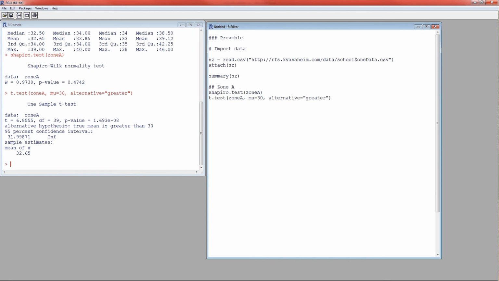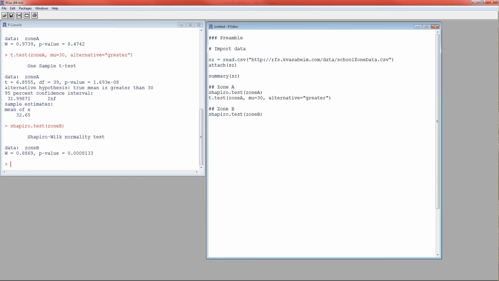So the same thing for zone B. It's going to be a Shapiro test. Zone B. Because the p-value is less than alpha, we reject the null hypothesis of normality. Zone B data violates the assumption of normality. We cannot use the t-test on zone B data.